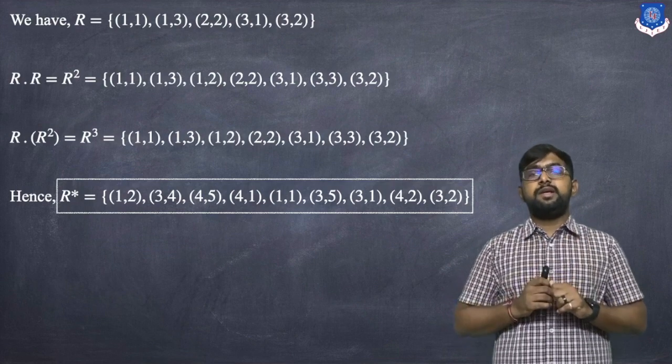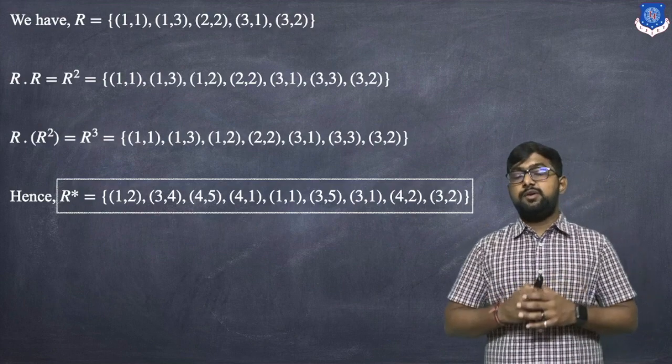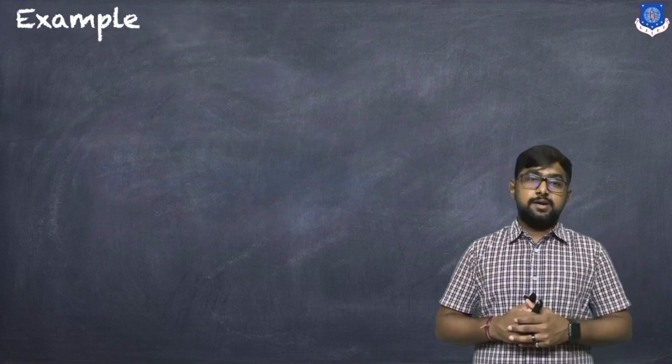So the 1 2 pair will be there. Yes, it is there. So this is how you can calculate. Let us take another example.